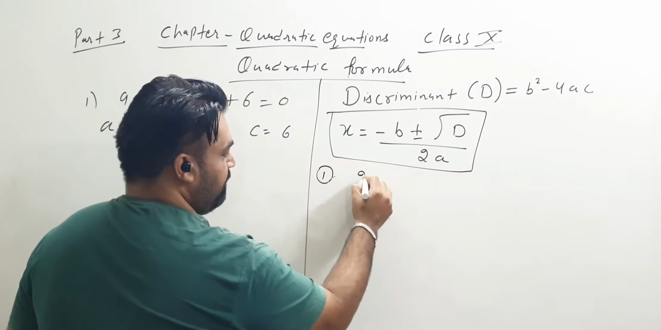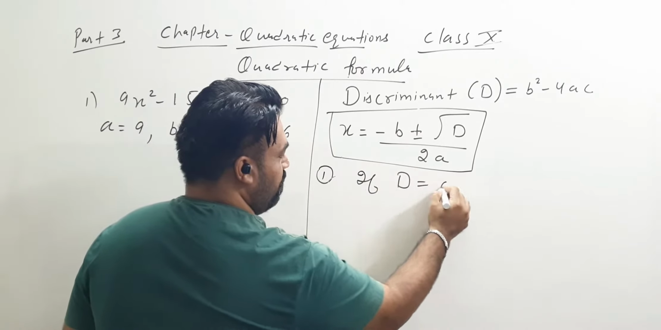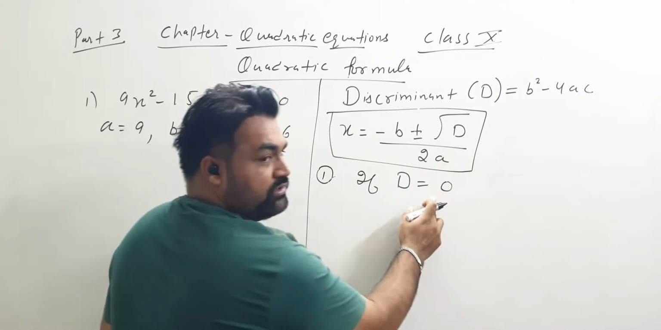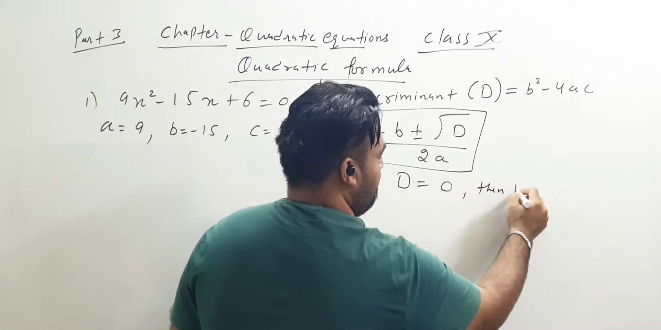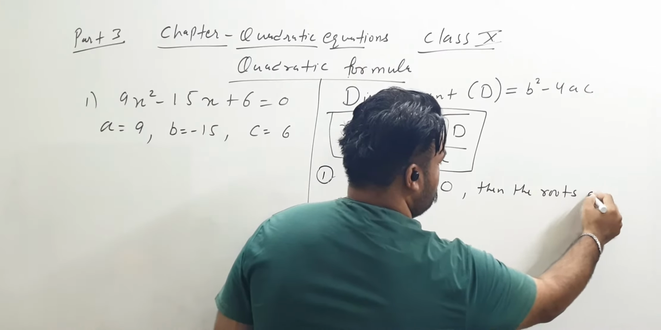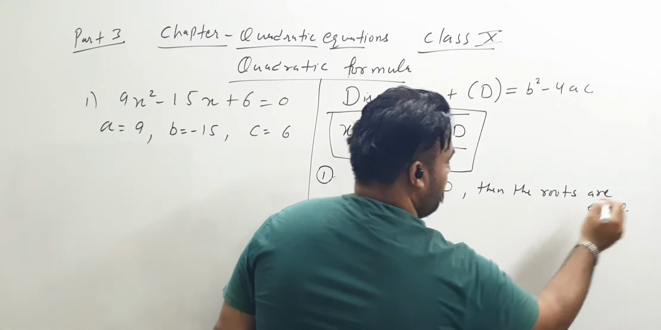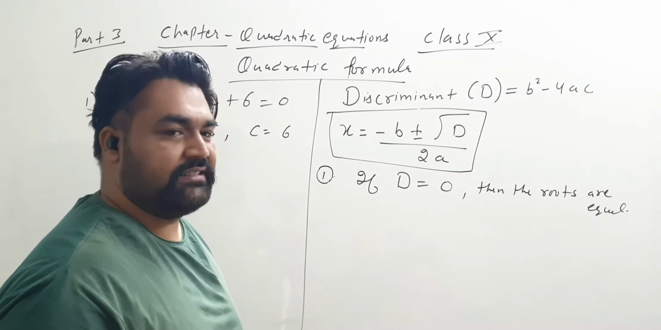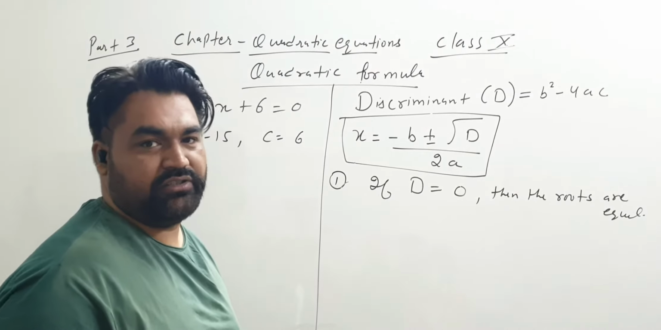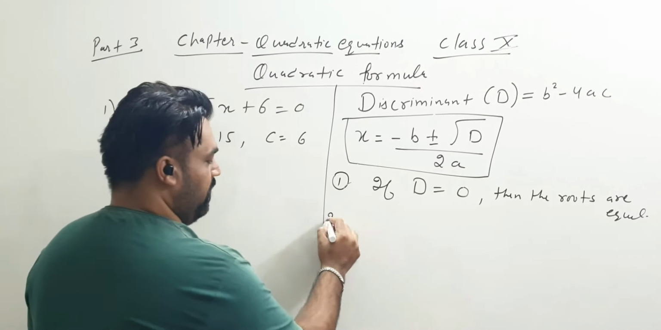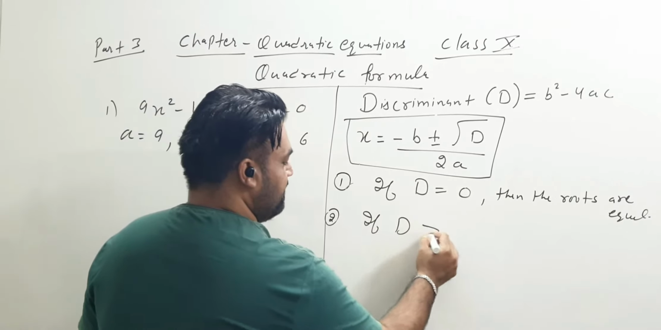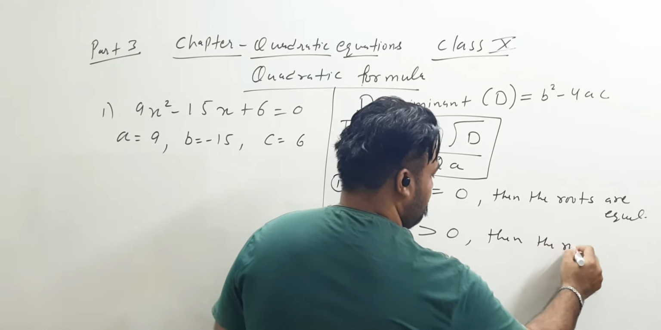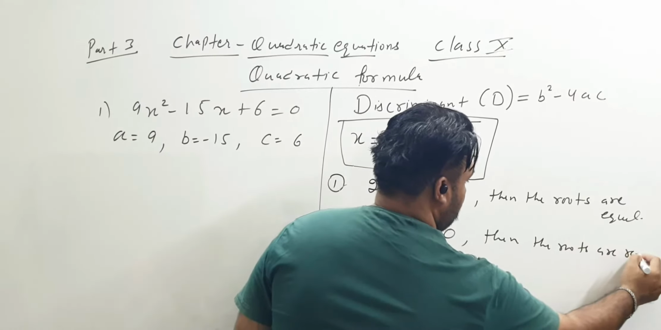First of all, if d equals 0, if the value of d, that is b square minus 4ac, equals 0, then the roots are equal. Roots means the values of x. Equal means if the value of x is 3, then the other value is also x equals 3. So the roots are equal. If d is greater than 0, then the roots are real.